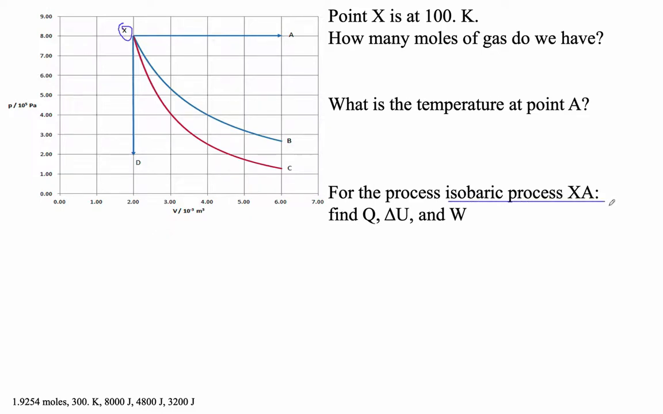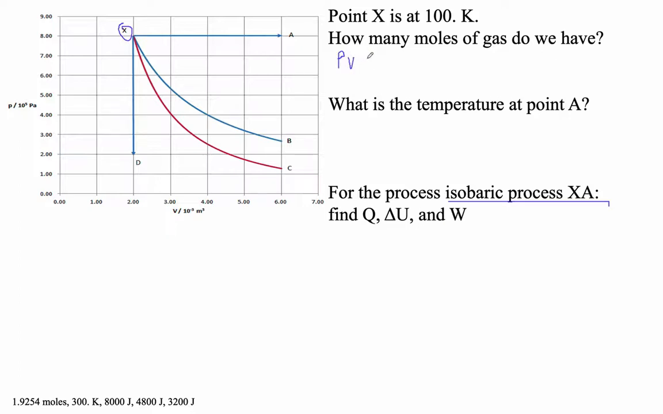Okay. So they tell you that point X is at 100 kelvins. Now, they don't have to tell you that, by the way. They don't have to tell you what the temperature is or even the moles. We can actually solve a lot of this stuff without that, right? But anyway, let's go. They tell us it's 100 kelvins. So how many moles of gas do we have? And the number of moles, we're just going to use the ideal gas law, right?